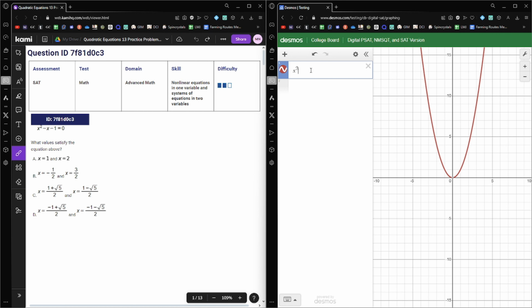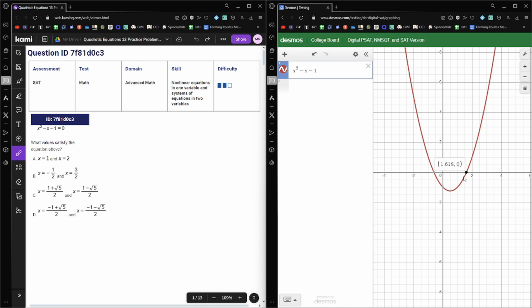X squared minus x minus 1. And we get that our solutions are whatever those numbers are. But all we have to do is plug in our answer choices into Desmos and find out what the decimal equivalent would be. First up, we know it's not going to be 1 or 2 because these are not whole numbers. We also know it's not negative 1/2 because that's like a little over 1/2. So our answers are either going to be C or D.